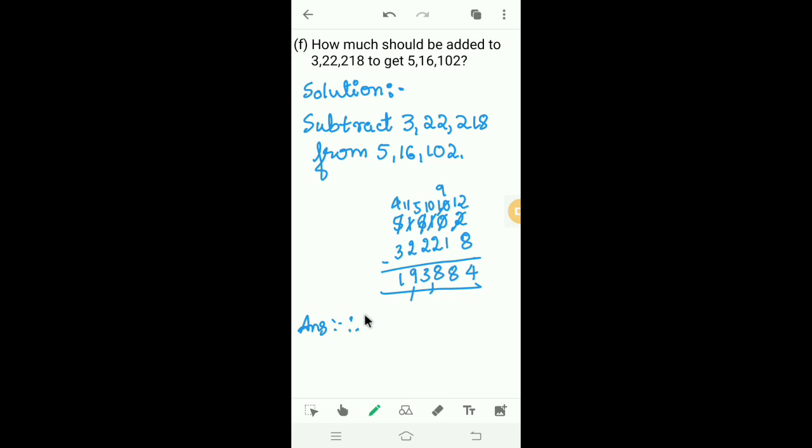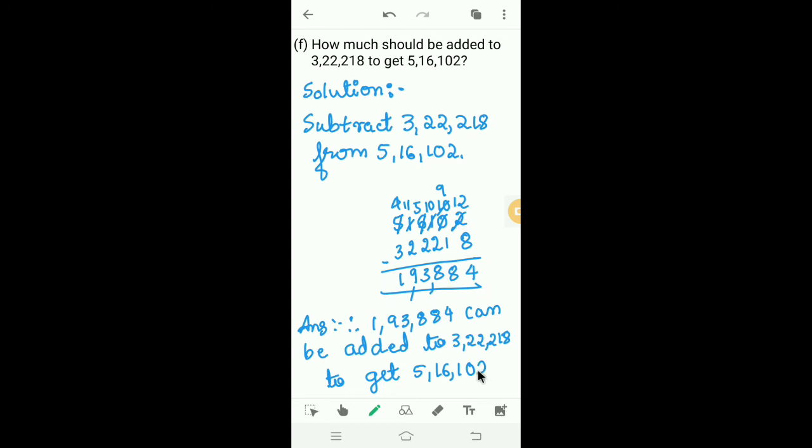Therefore, 1,93,884 can be added to 3,22,218 to get 5,16,102.